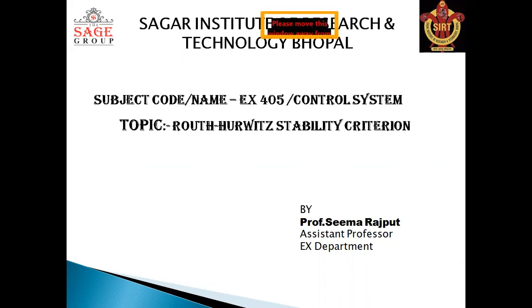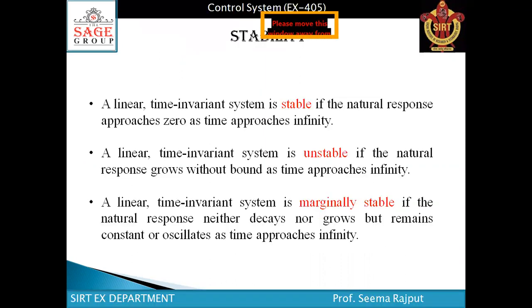Now today we will discuss the Routh-Hurwitz stability criteria. In Routh-Hurwitz, firstly we have to discuss stability. A linear time invariant system is stable if the natural response approaches zero as time approaches infinity, and it is unstable if the natural response grows without bound as time approaches infinity. A linear time invariant system is marginally stable if the natural response neither decays nor grows but remains constant or oscillates as time approaches infinity.